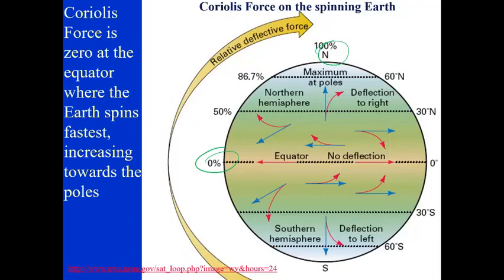Now, in the northern hemisphere, the rotation is counterclockwise. We're spinning on our axis counterclockwise like that. That's why the sun rises in the east and sets in the west. And because we're rotating counterclockwise, we're always going to deflect to the right in the northern hemisphere. In the southern hemisphere, we're always going to deflect to the left.